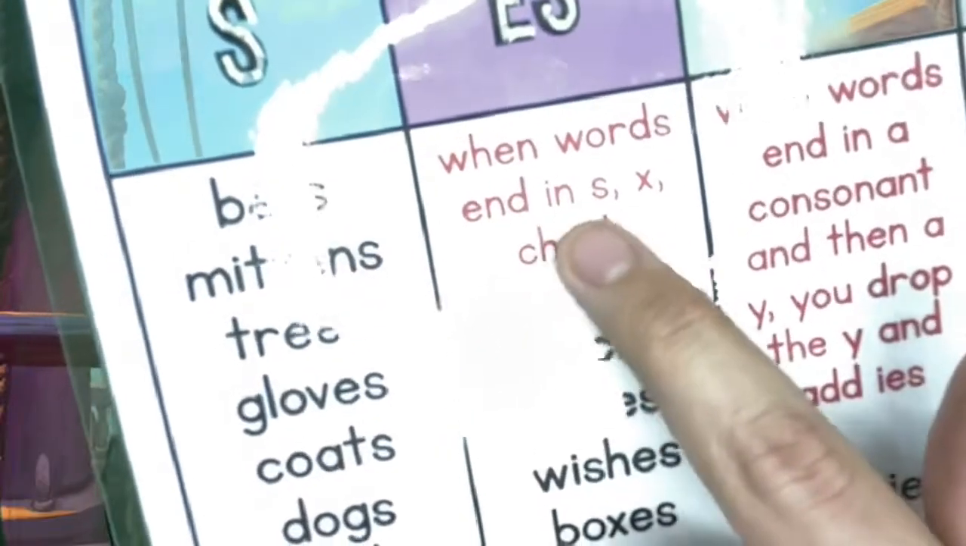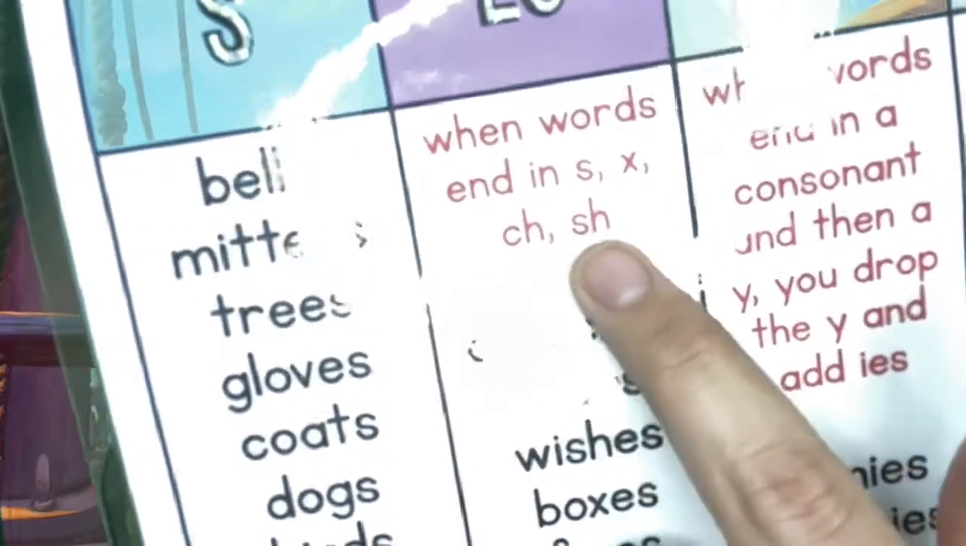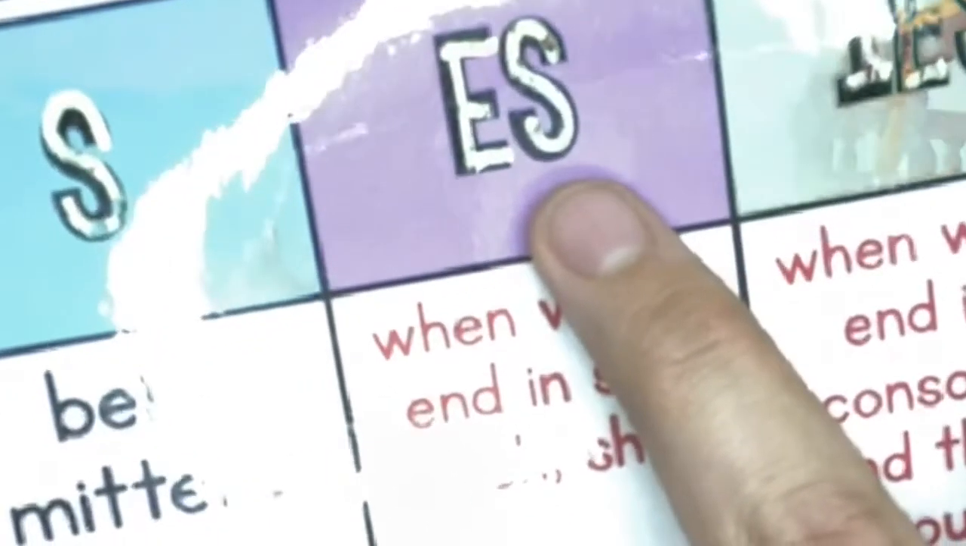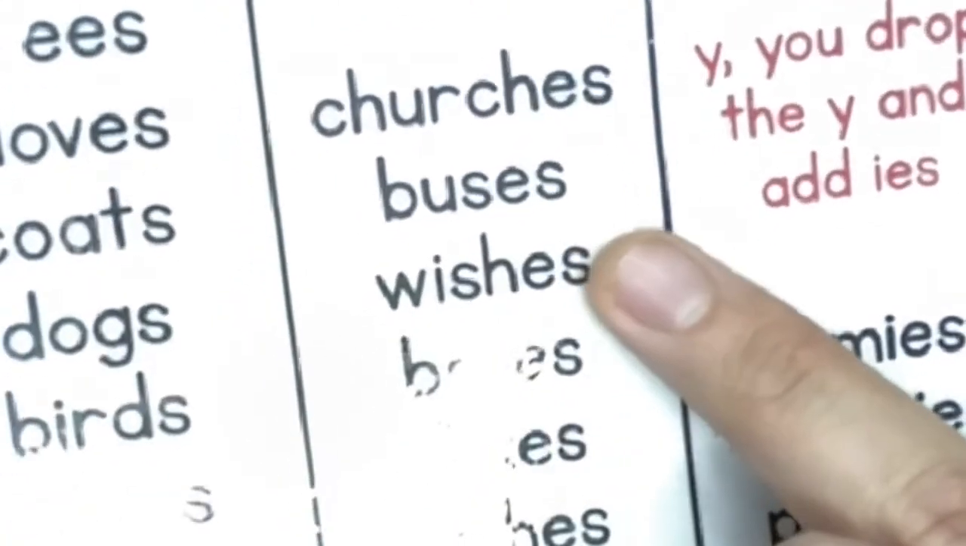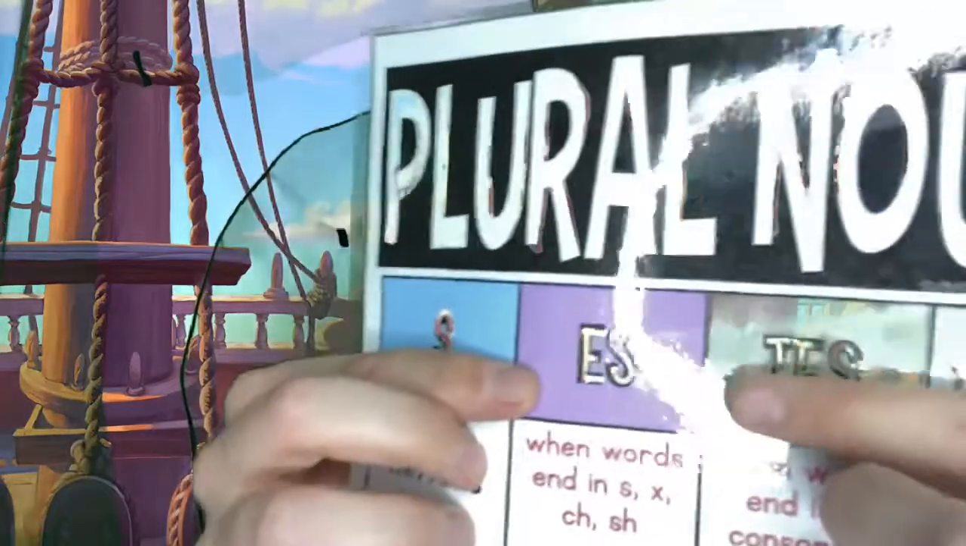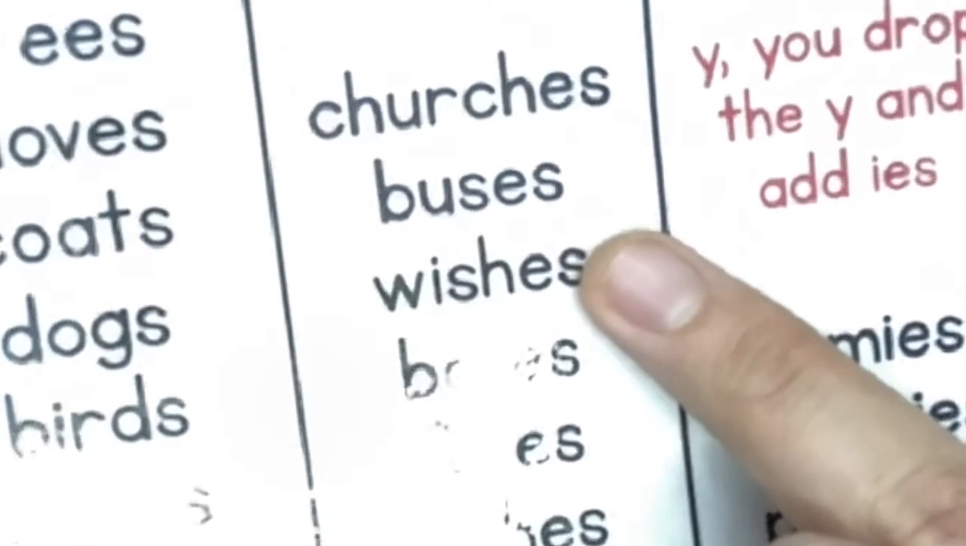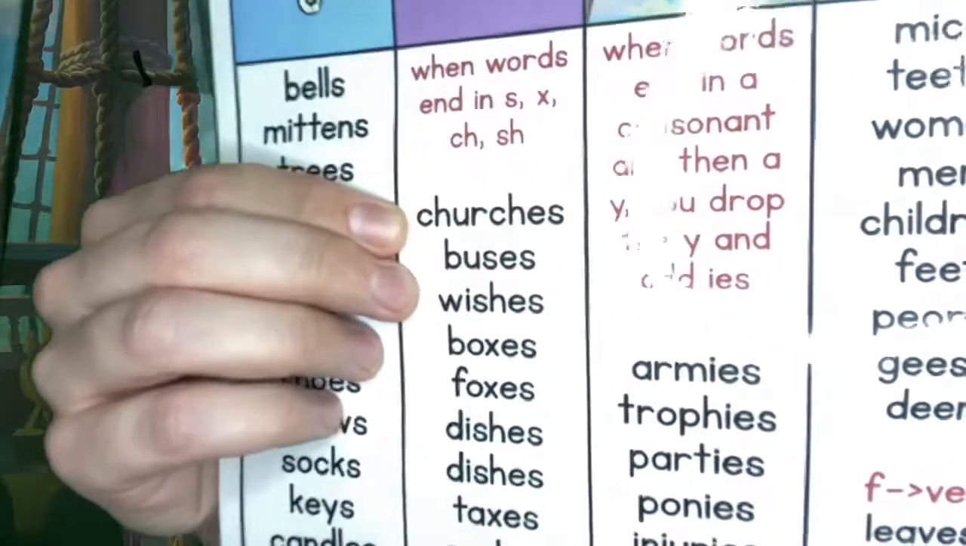Remember, if it ends in S, X, CH, or SH, we add an ES. Wish becomes wishes. We started with wish, now it's wishes. But I want you to pay close attention because the word is wishes. It's not IS at the end, it's ES. Wishes.